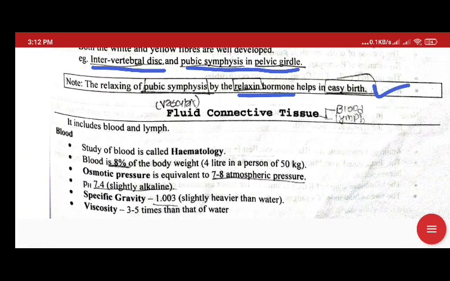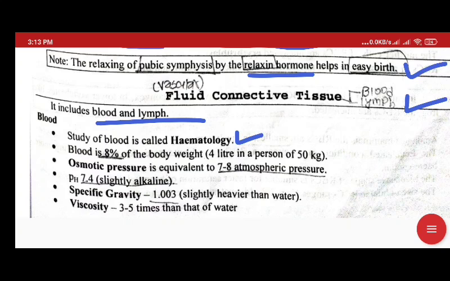Now here fluid connective tissue. Fluid connective tissue is also called vascular connective tissue, means present in blood vessels. Vascular or fluid connective tissue contains two, that is blood and the other is lymph. Now let's get this started. Now the study of blood is called hematology.